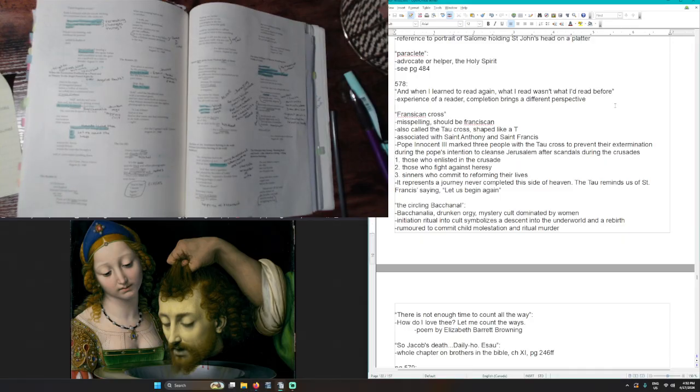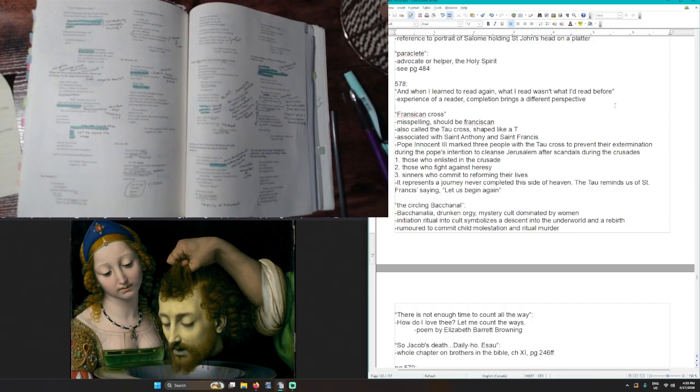We have this phrase at the top there, and when I learned to read again, what I read wasn't what I'd read before. And I thought that was interesting. The experience that we have as readers, the completion of a text brings a different perspective. So once we've completed House of Leaves, I didn't make my notes until my second go around on House of Leaves, and then added more on the third go around, because you understand more of the text and more of the references, and things that are happening in it on another reread, and you change as a person too.